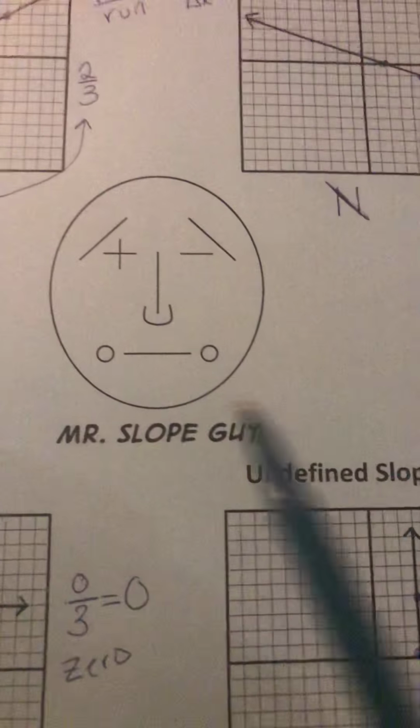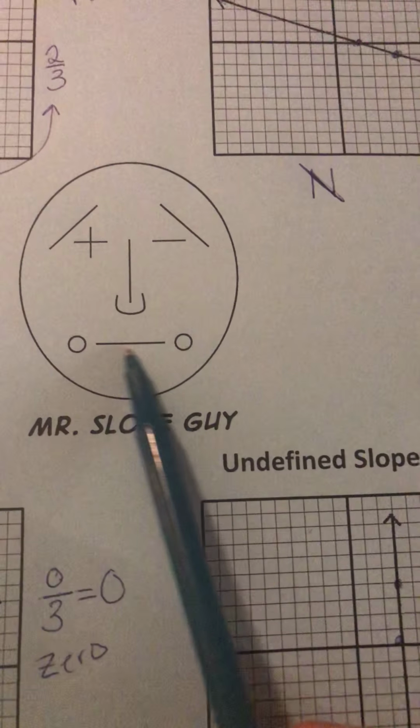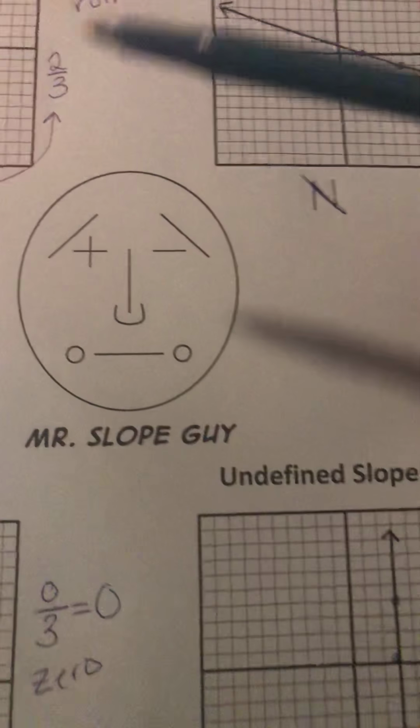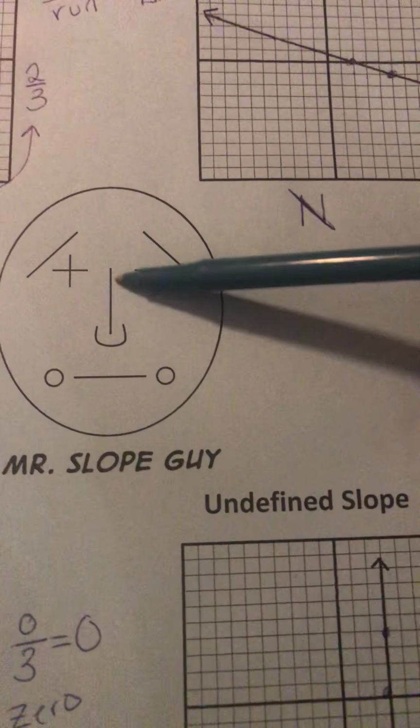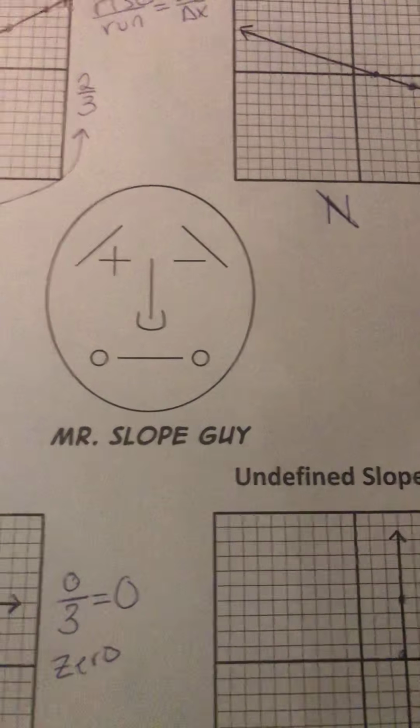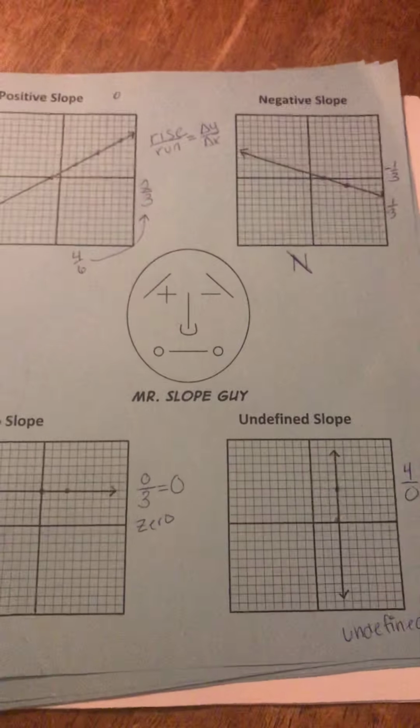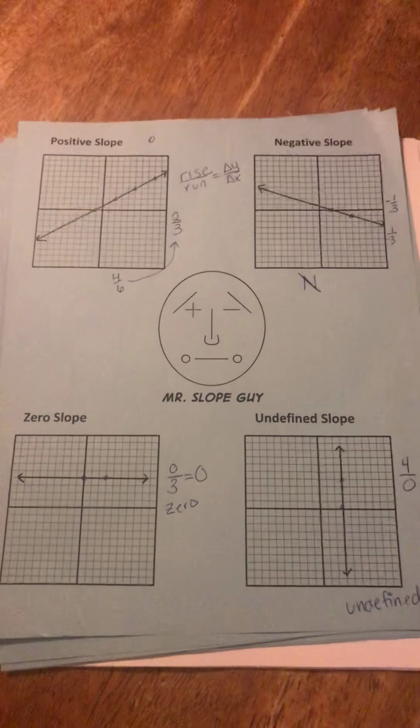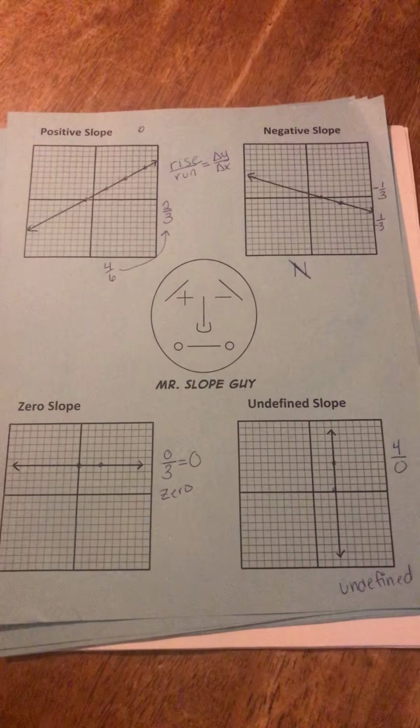So if we go back to the Mr. Slope guy, horizontal line is 0. Vertical line is undefined. So there's our Mr. Slope guy. So there hopefully is a quick, easy review for you of the 4 types of slope.